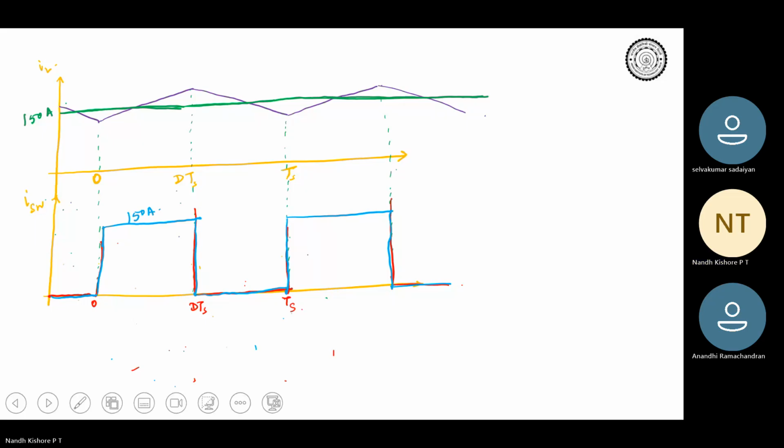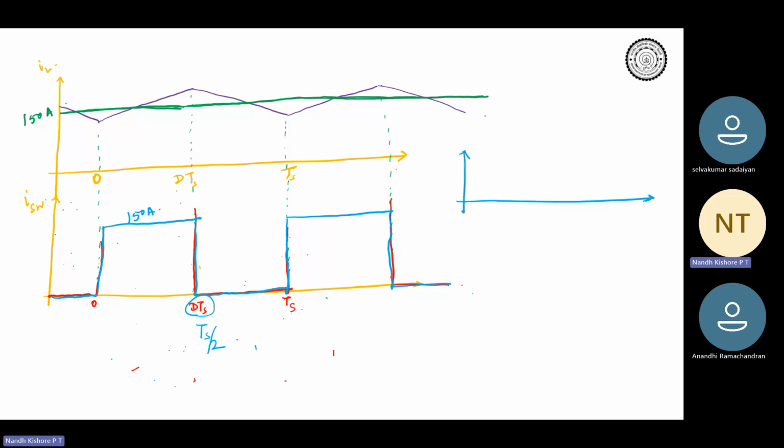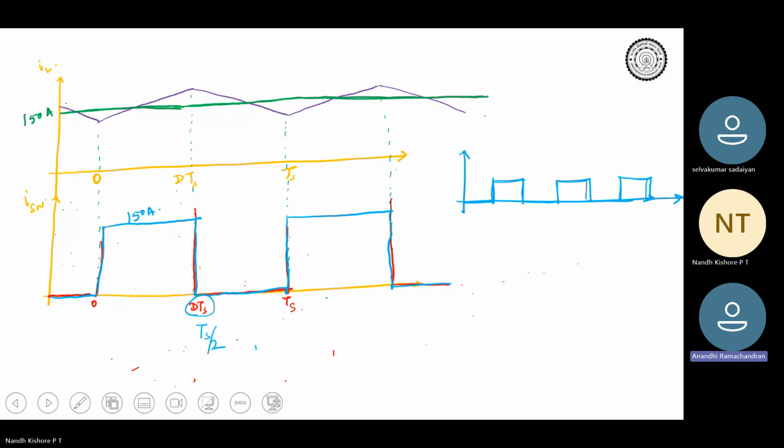Okay, and so on. They have given that D is 0.5, so DTs can be written as Ts by 2, right? In essence, what is your switch current? Your switch current is something like continuous square pulses. This is your switch current. Agreed? Do you agree with this? Is this fine? Yes, sir.